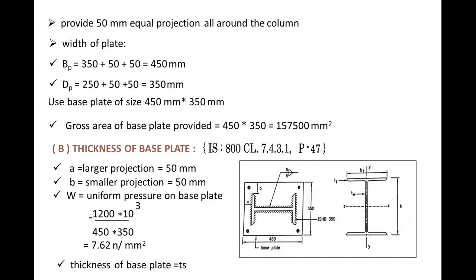Next we find the thickness of base plate. The criteria for thickness of base plate is given on page number 47, clause number 7.4.3.1, in which a is the larger projection, which is 50 mm, and b is the smaller projection, which is also 50 mm, as 50 mm equal projection is provided all around the column. The equation of w is equal to our load, 1200 multiplied by 10 to the power 3, divided by the area of base plate, which is 450 multiplied by 350. Our answer is 7.62 Newton per mm square. The thickness of base plate is considered as ts.